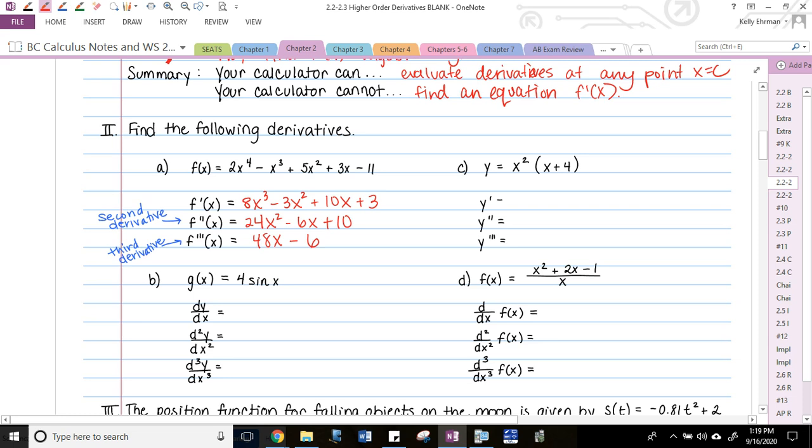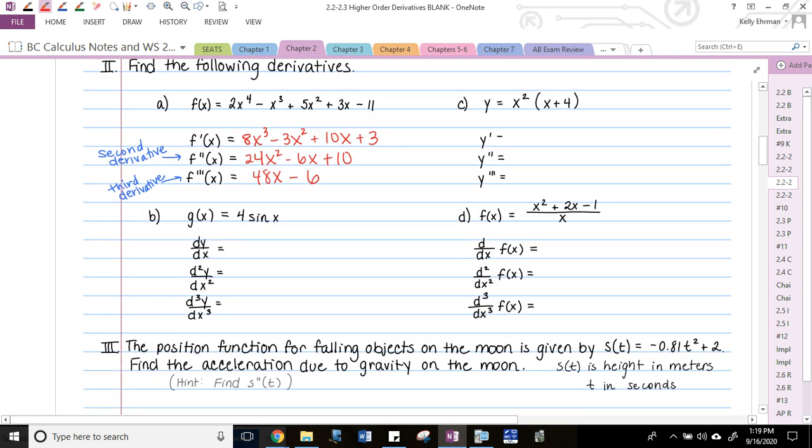Let's go down to b. The original function is 4 times sine of x. Here's different notation. Find dy dx. All right. Derivative of sine is cosine, so that's 4 cosine x. The second derivative, when it's written in terms of dy dx, is this. D squared y dx squared.